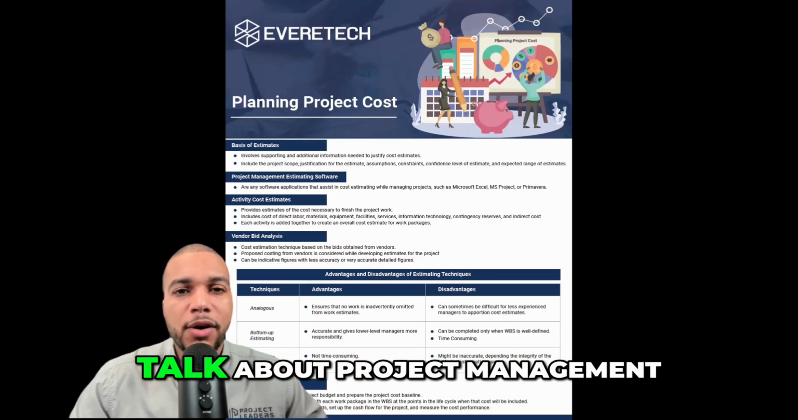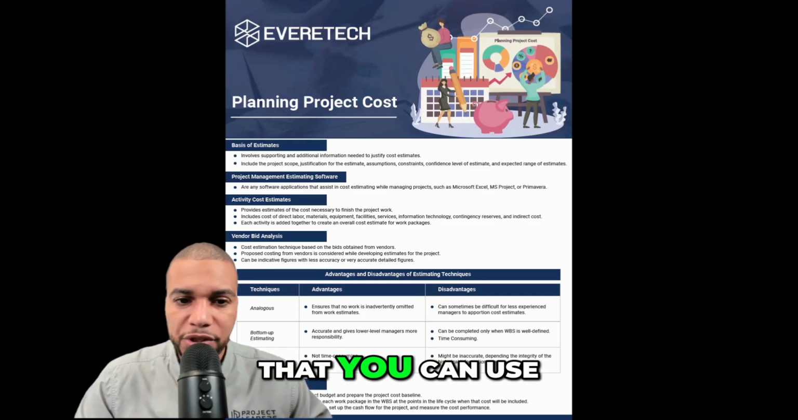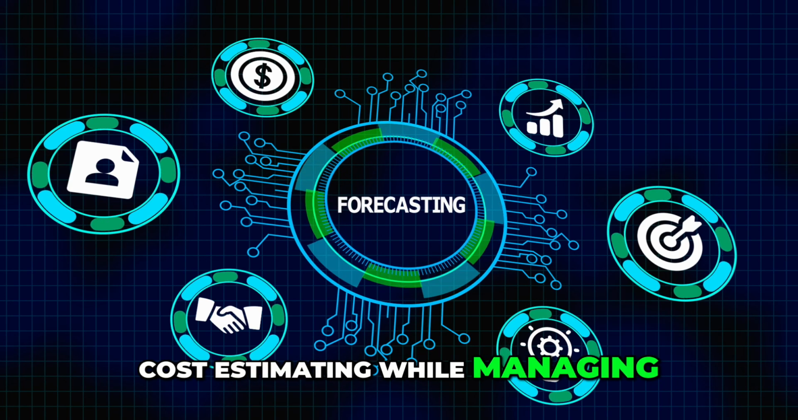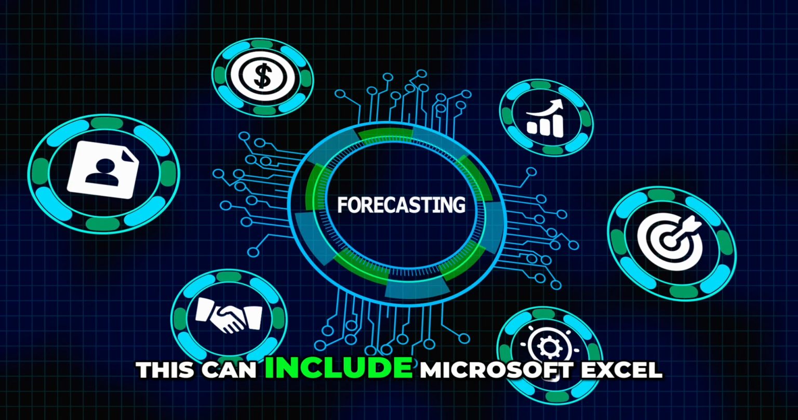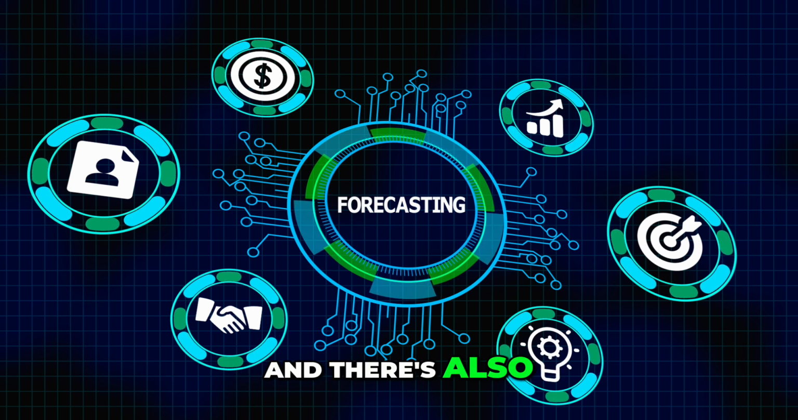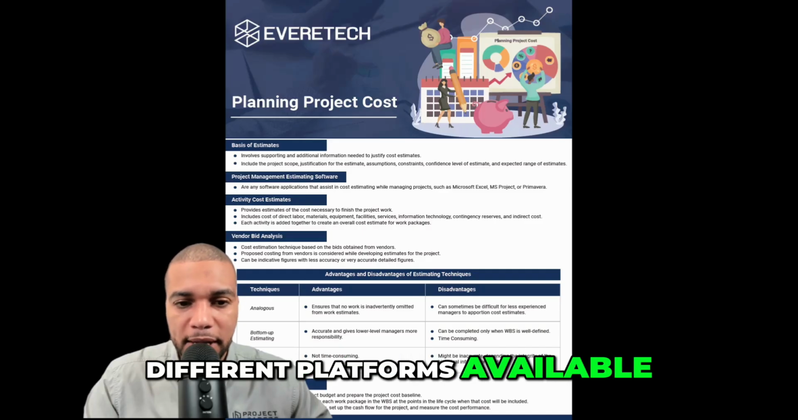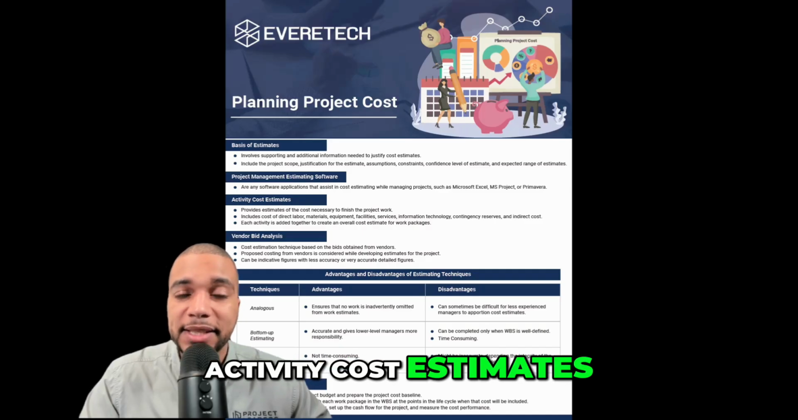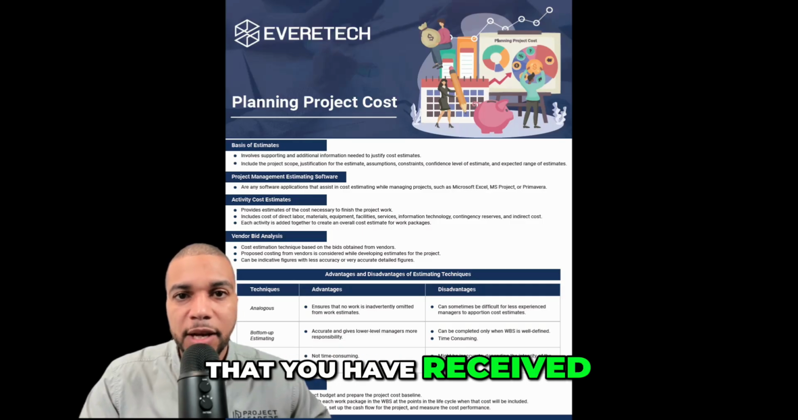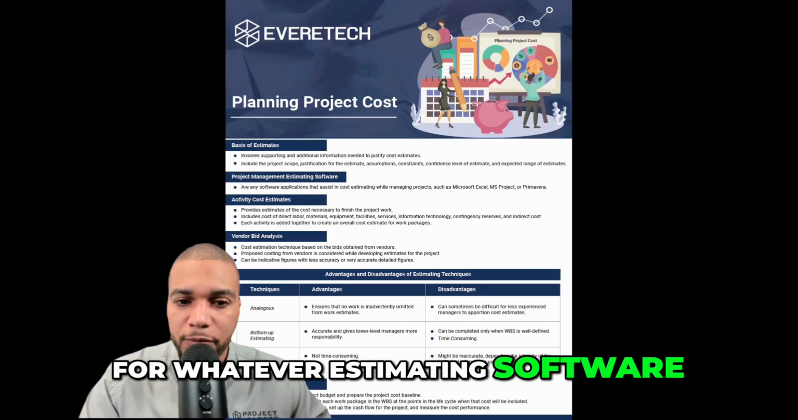We're also going to talk about project management estimating software. This is any software that you can use that can assist with cost estimating while managing your projects. This can include Microsoft Excel, Microsoft Project, Primavera, and there are also GPTs or other AI platforms available. One thing I want to mention: you want to make sure that you have received proper authorization from management for whatever estimating software you're using.